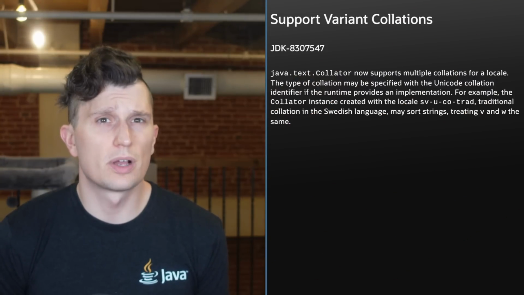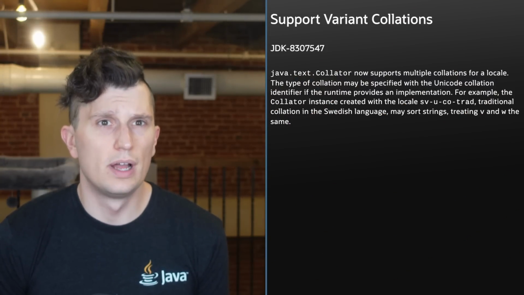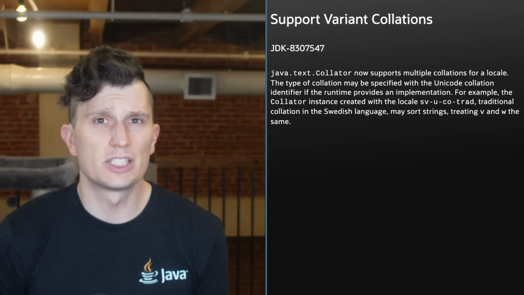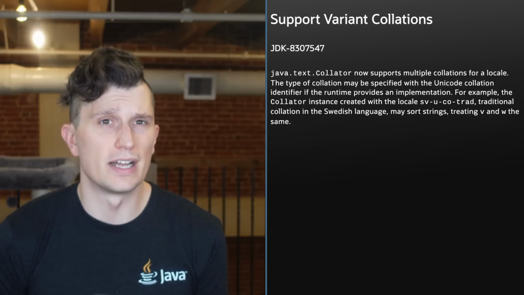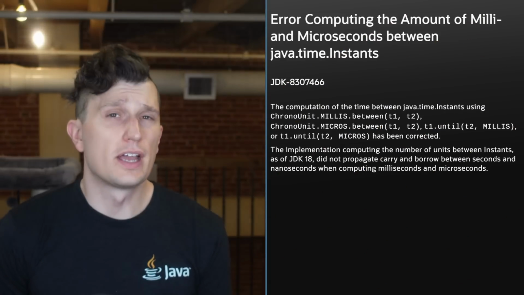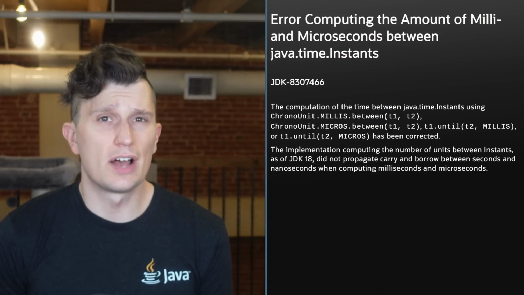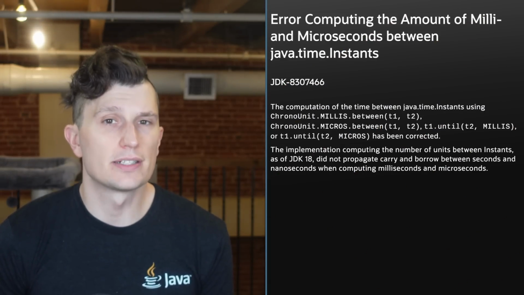java.text.Collator now supports multiple collations for a locale. The type of collation may be specified with the Unicode collation identifier if the runtime provides an implementation. The computation of the time between java.time instances using the following methods has been corrected.